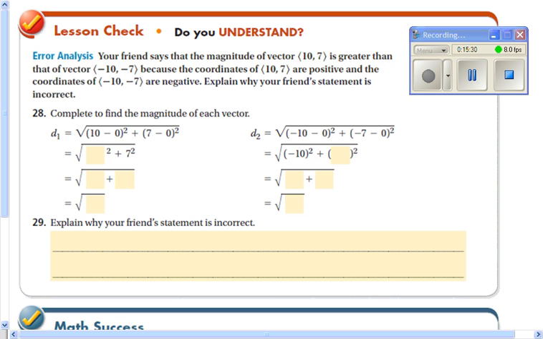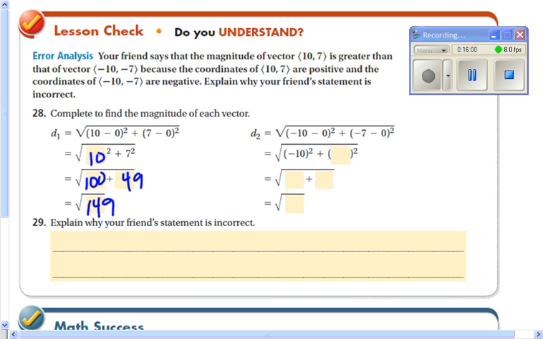So the last thing here, your friend says that the magnitude of the vector 10, 7 is greater than the magnitude of the vector negative 10, 7 because the coordinates of 10, 7 are positive. Coordinates of negative 10, 7 are negative. Explain why your friend's statement is incorrect. So, well, if we just substitute in the values and find the magnitude of each of these vectors, for this one we get 10 squared, which is 100, and then 49, which is square root of 149.